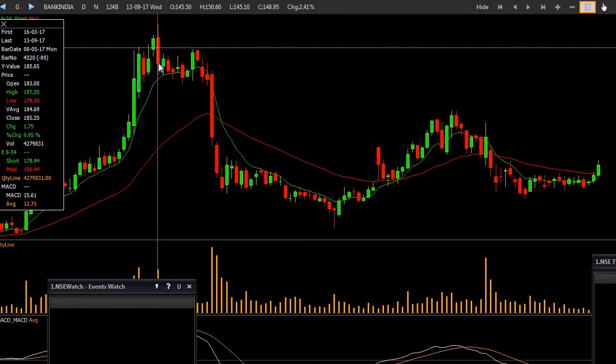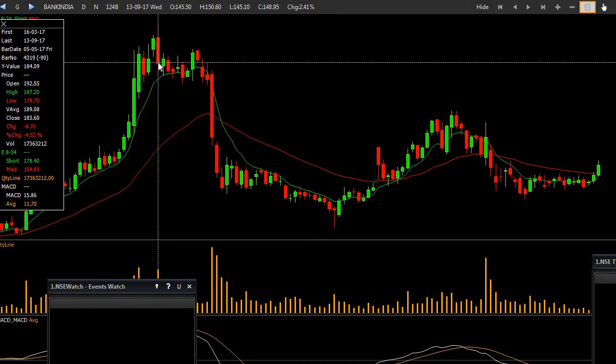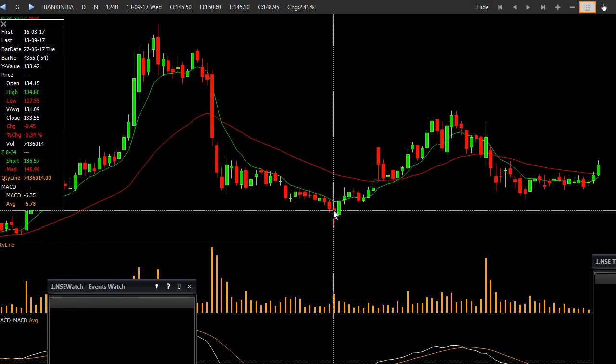You can see this is formed again at the top level. The closing price on the 5th of May was 183, and on this day the close price was 133, a fall of 50 rupees in just 1 month. It is more than a 25% fall in just 1 month. So this is the power of the bearish engulfing pattern.